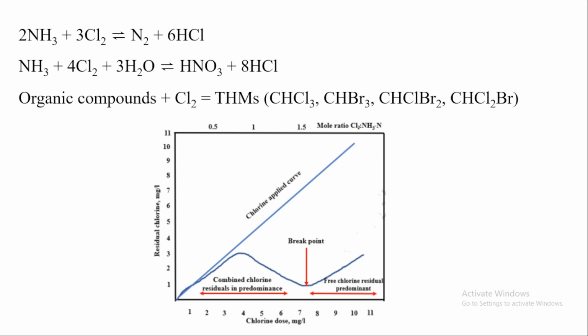So breakpoint of chlorination is basically the point where the combined chlorine residue is decreasing and the free chlorine residuals are increasing. So what is happening during chlorination? The chlorine is reacting to ammonia and organic oxidizable matter present in the water. Okay.